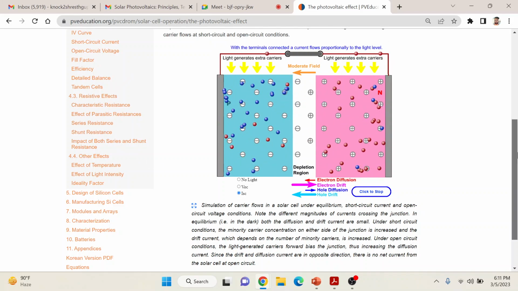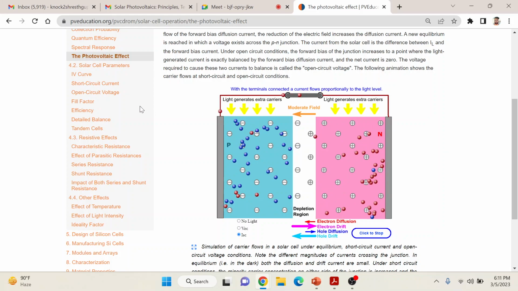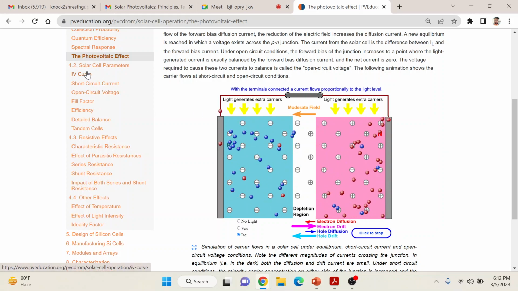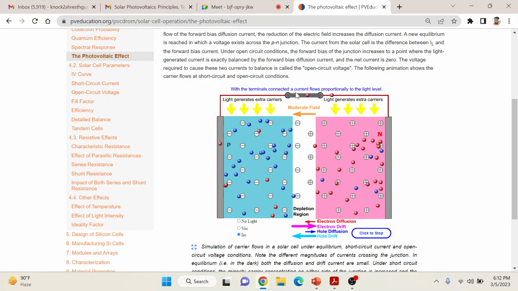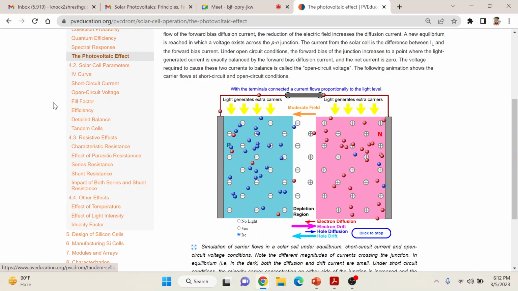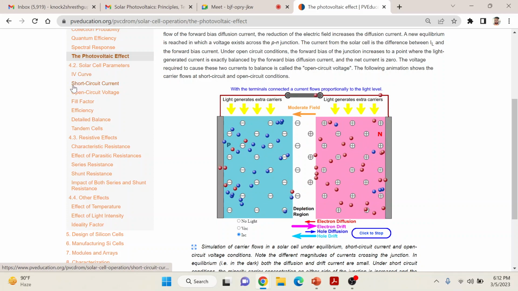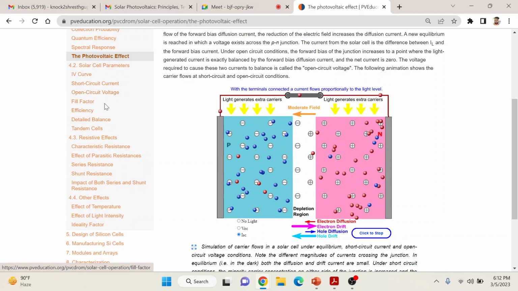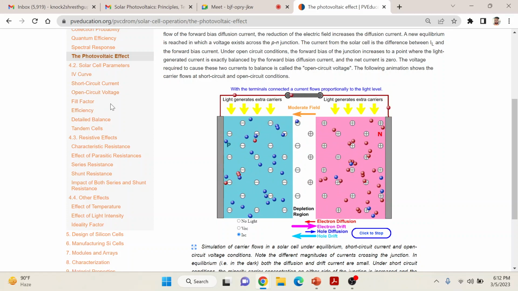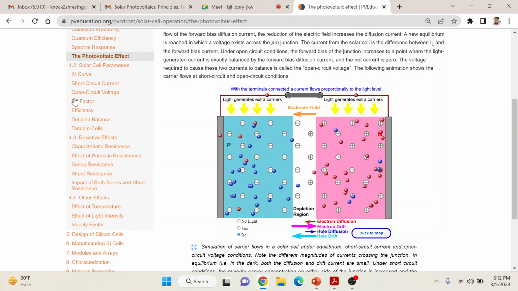Now, there are certain basic terms that we have to go through today. I have certain numericals today, therefore I want to start with the basics of these solar cell parameters. I will be telling you about the IV curve, short circuit current, open circuit voltage, fill factor and efficiency, so that the numericals that I will be solving afterward may be properly understood.